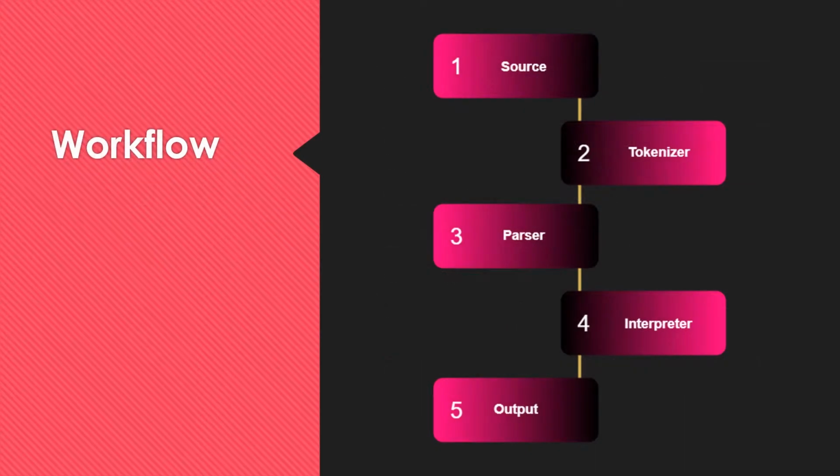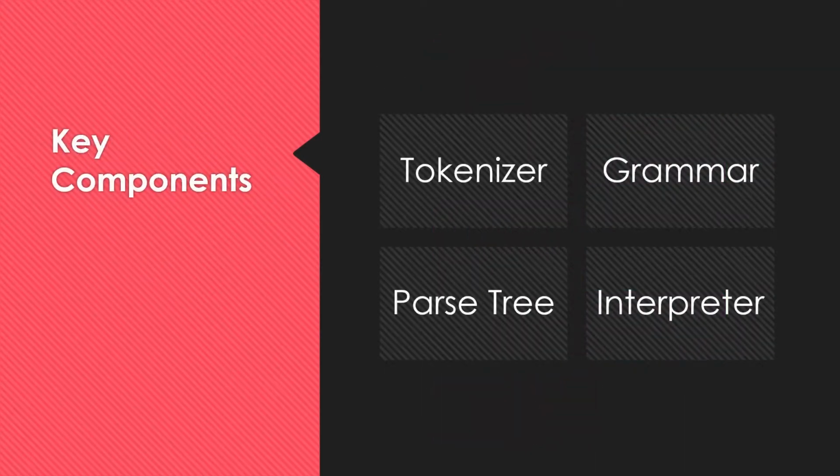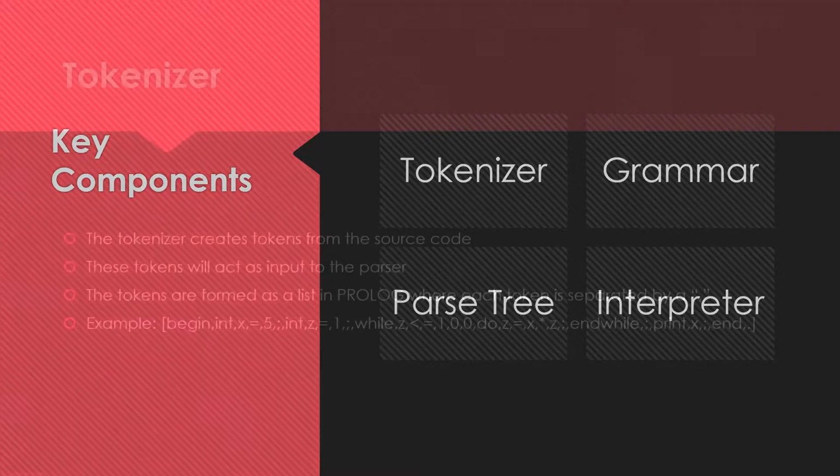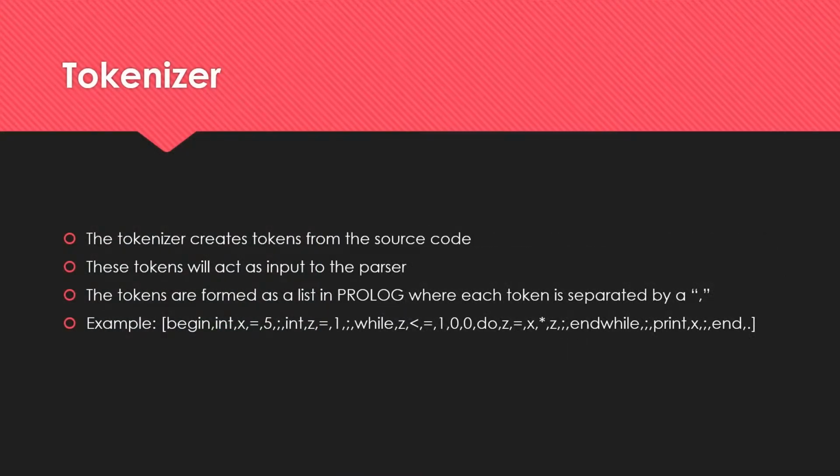This is the workflow of our language. The key components of our language are the tokenizer, grammar, parse tree, and interpreter. The tokenizer takes the source code as an input and creates tokens. These tokens will act as input to the parser. The tokens are formed as a list in Prolog where each token is separated by a comma.